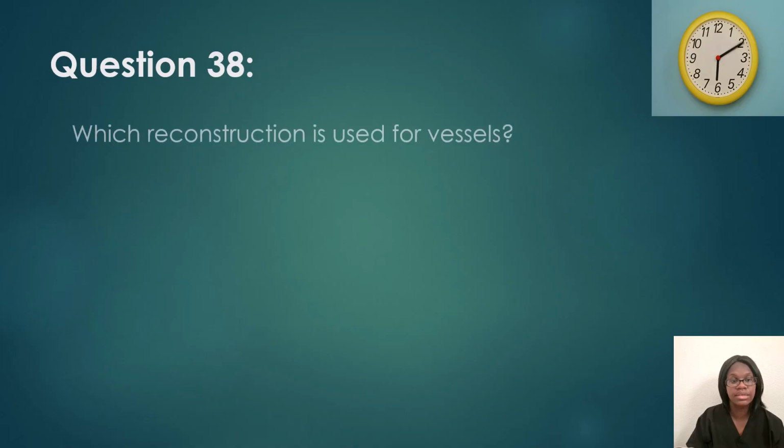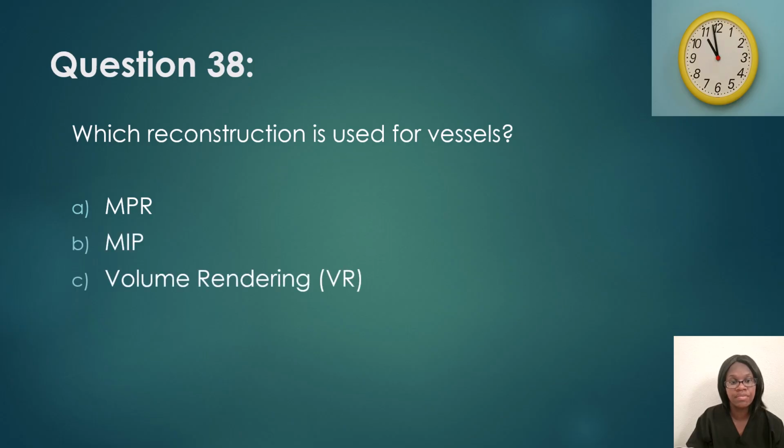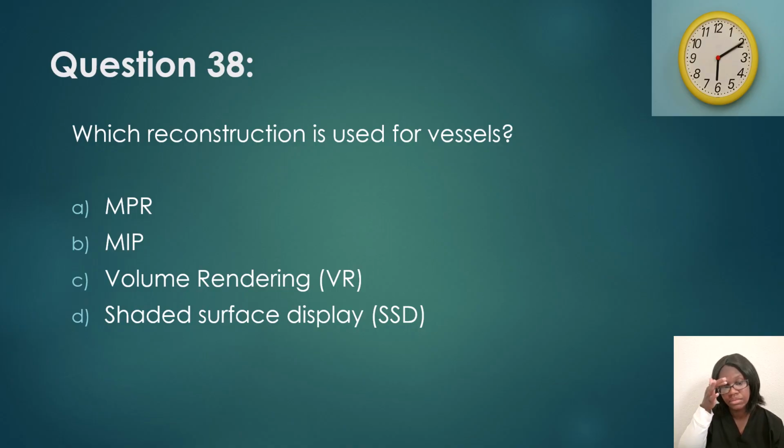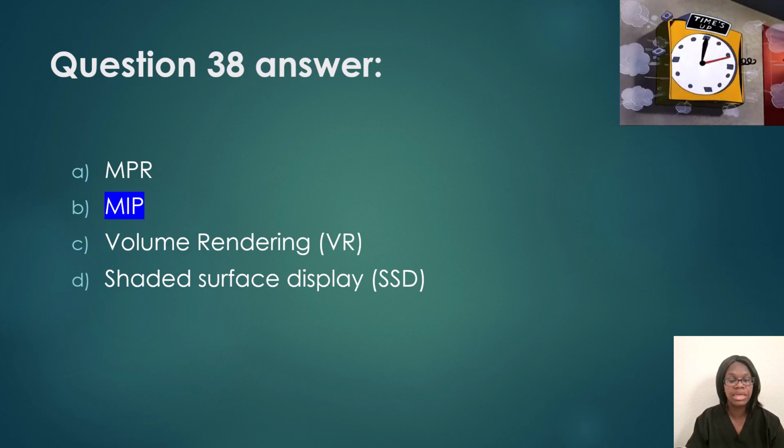Question 38. Which reconstruction is used for vessels? A, MPR, B, MIP, C, volume rendering, or D, shaded surface display. All right, the correct answer is B, MIP.